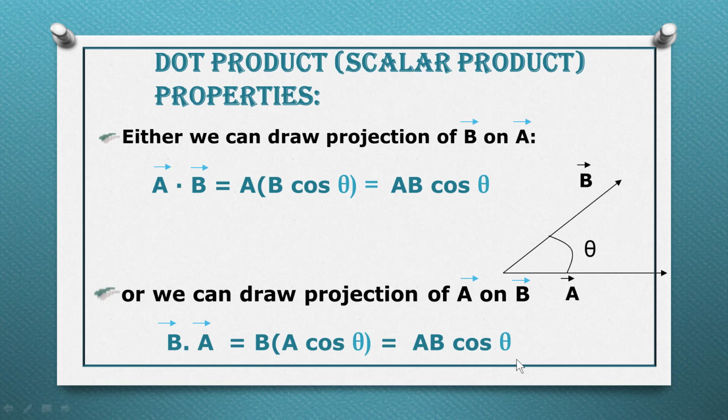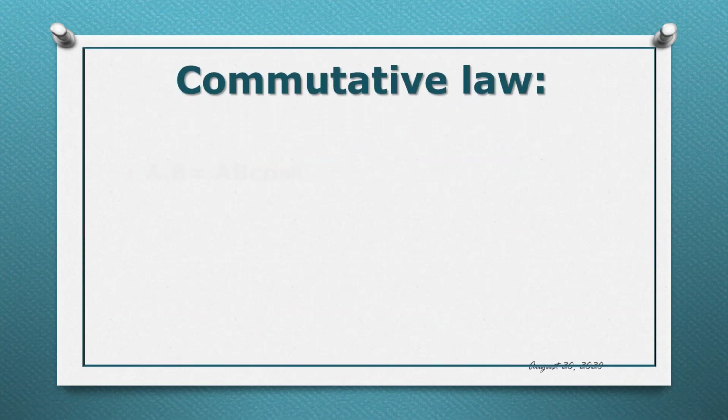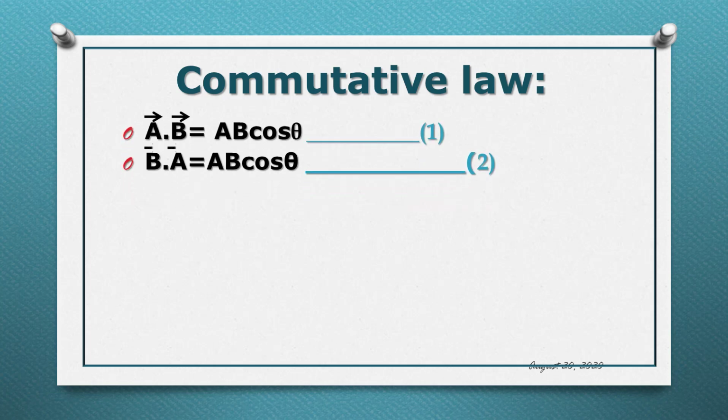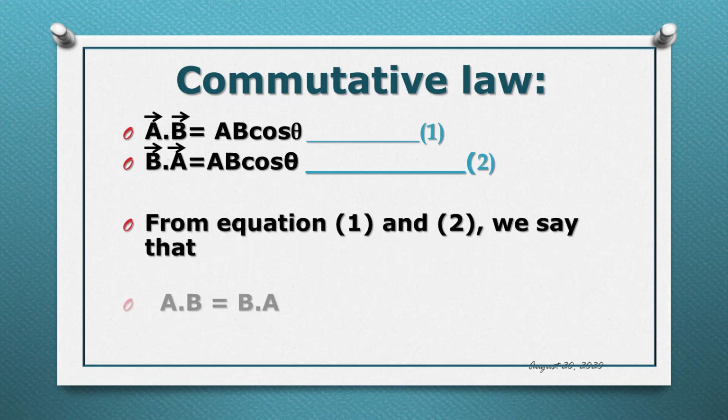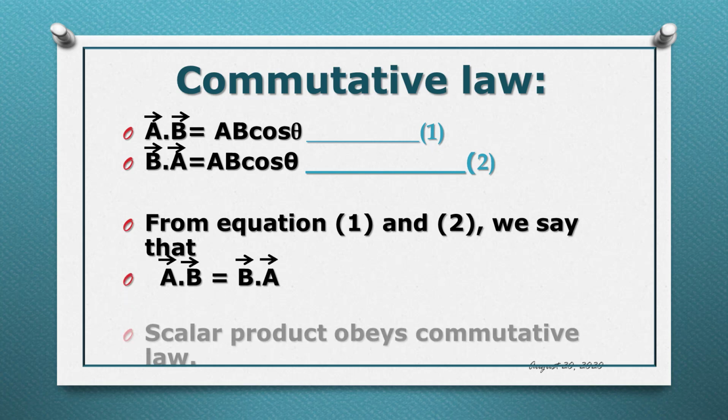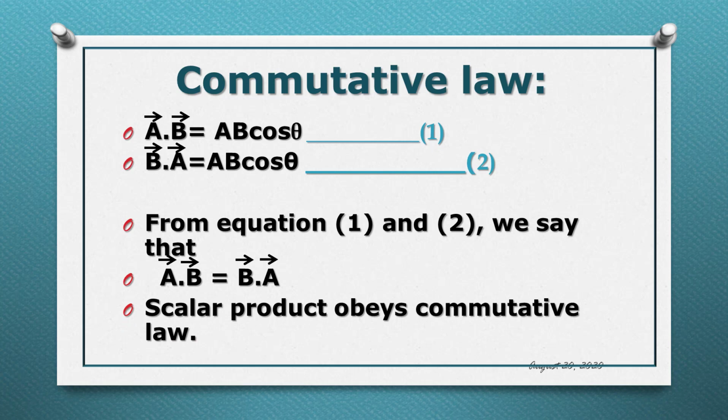Okay, so if we are dropping a perpendicular from A on B, then again we will get the same result. So what can we say? If we are talking about the scalar product, A dot B is equal to AB cos theta and B dot A is equal to AB cos theta. From equation 1 and 2, we can say that A dot B is equal to B dot A. Okay, so the scalar product obeys the commutative law.